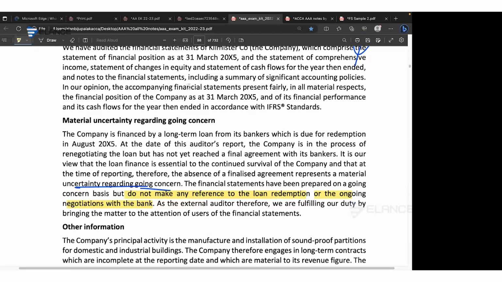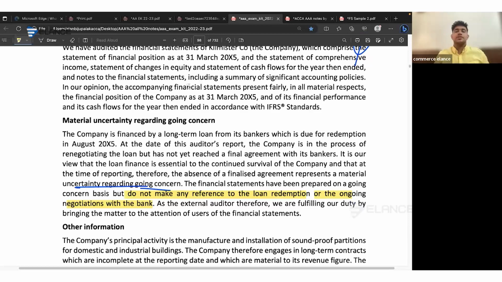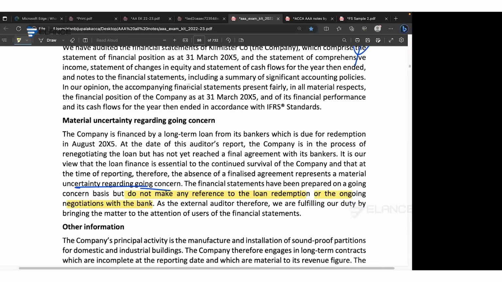Disclosure should be, yeah, you have to clearly mention that. The material uncertainty relating to going concern paragraph should be included by the auditors in the auditor's report only if that matter is appropriately presented and disclosed in the client company's financial statements. However, as the auditor itself confirms that the clients do not make any reference to the loan reduction or ongoing negotiation with the bank, we cannot treat it as an appropriate disclosure in the financial statements. Therefore, the material uncertainty relating to going concern paragraph should not be included in respect of the matter. Clear?